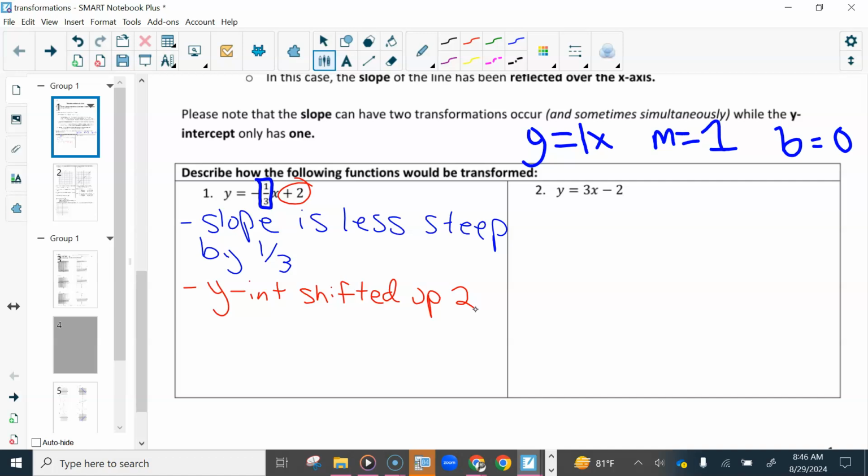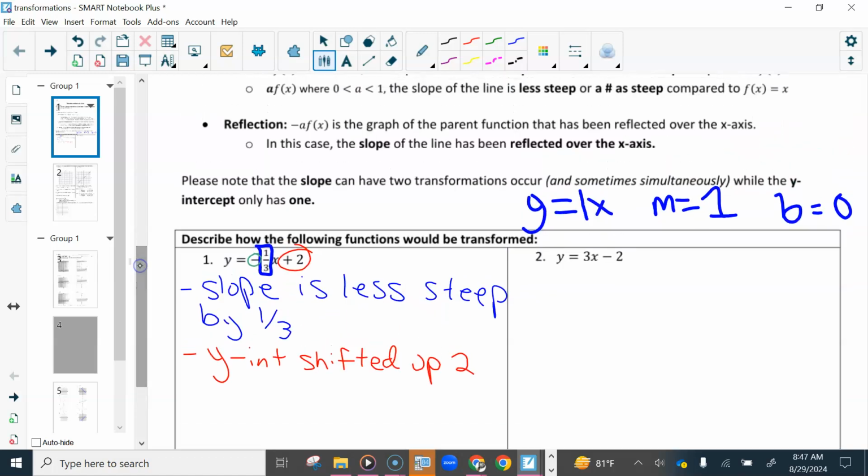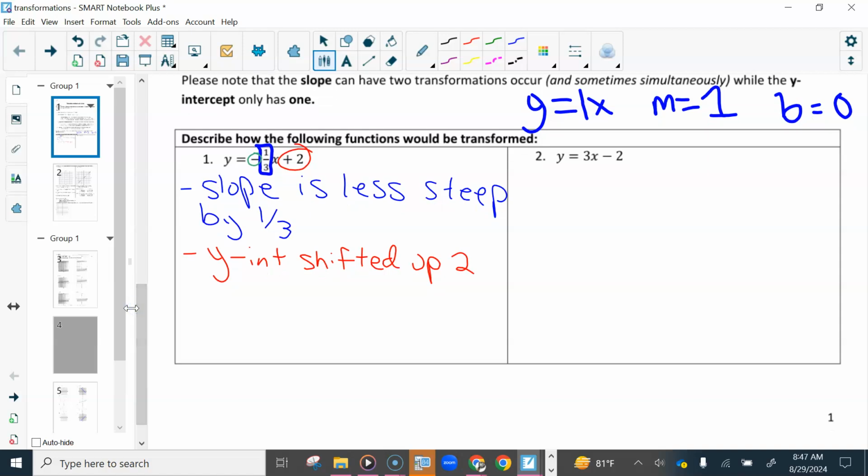Okay, and then one last thing happened from here to here. What is that last thing, Brian? Anyone else have an idea? There's one last thing in here that this one originally did not have. Gotcha, the negative sign. That does something completely different. It still does something to the slope, so the slope can have two transformations happen to it, and that's where your reflection comes into play. So you would just say the slope was reflected.